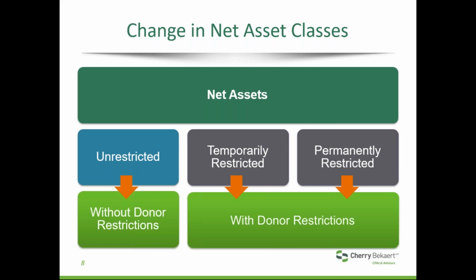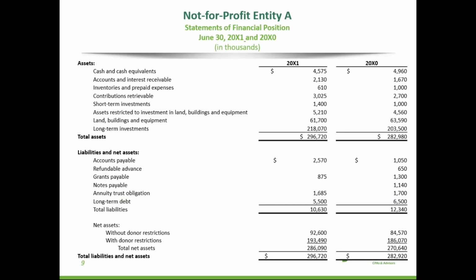in the definition of what an unrestricted net asset is, or what a net asset without donor restrictions is. That definition has not changed. Basically, it is the same definition. It's net assets that don't have donor restrictions. But they did feel that even with the word unrestricted, there was still some lack of clarity as to what unrestricted really meant. Now let's look at an example of a statement of financial position after the change.